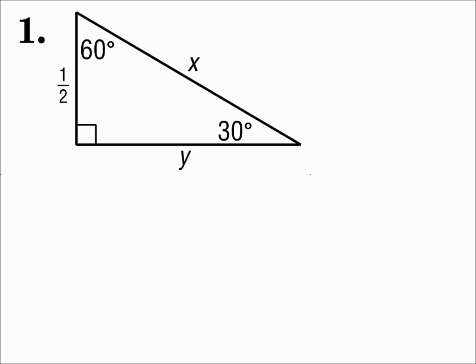Find x and y. Number 1. Here we have a 30, 60, 90 triangle. The hypotenuse is x. The short leg is 1/2. And the long leg is y. We need to find the short leg first, and we already know the short leg. So now let's find the other sides.